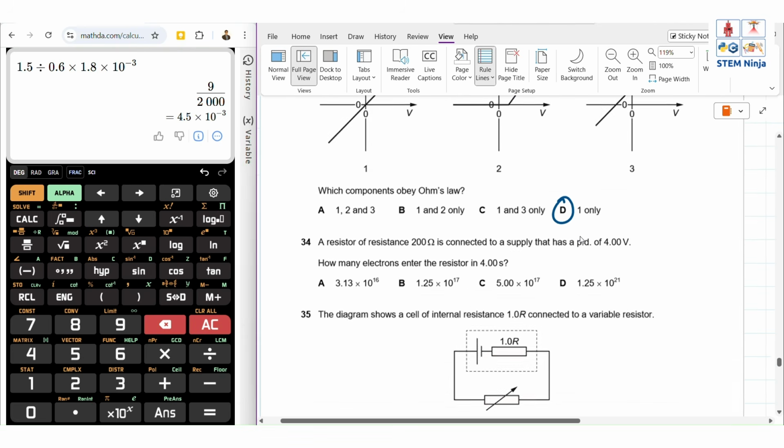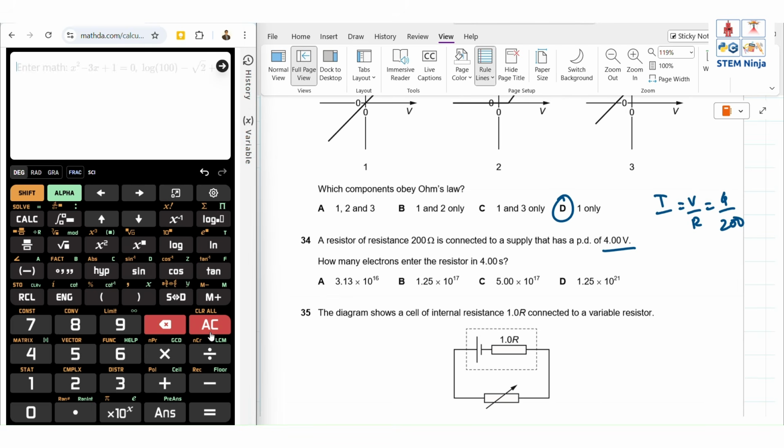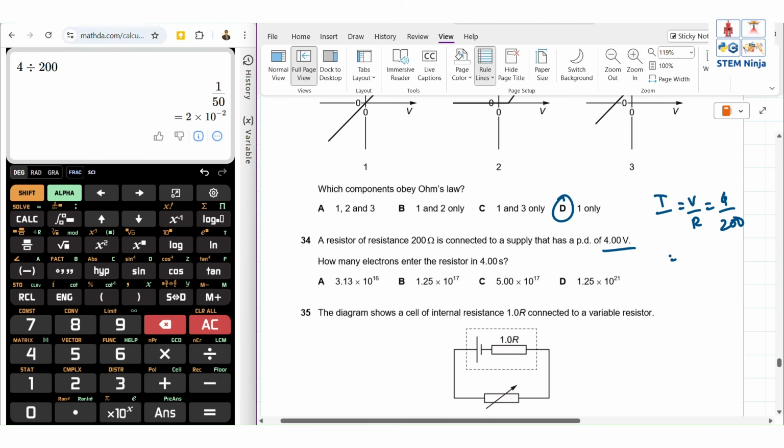A resistor of resistance 200 ohm is connected to a supply that has potential difference of 4 volts. How many electrons enter the resistor in 4 seconds? So first off, we need to find out the current. So current is equal to V over R, 4 divided by 200. That is 2 times 10 raised to power minus 2, or 0.02 amperes.